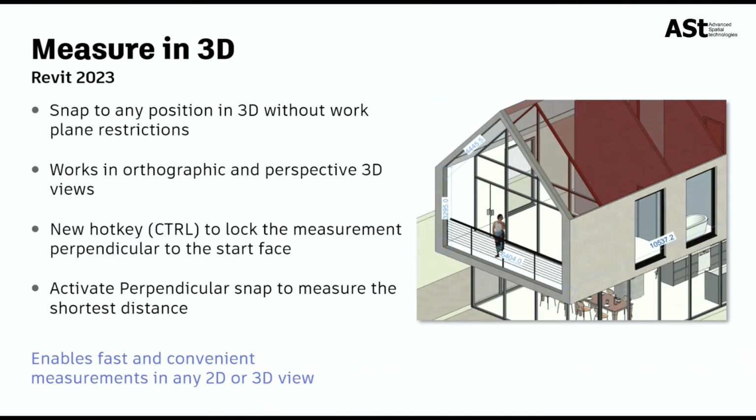Using a new hotkey, just hold down the control and you can lock the measurement such that it remains perpendicular to the start of the face in 3D views. So this might be useful when measuring distances between two vertical walls. You can also measure the shortest distance to a target plane or a line by activating perpendicular snap through the contextual menu or using the SP command, snap perpendicular, in the keyboard shortcut in 3D views. You might use this to measure the vertical height between 2 points that may not be located directly above each other.